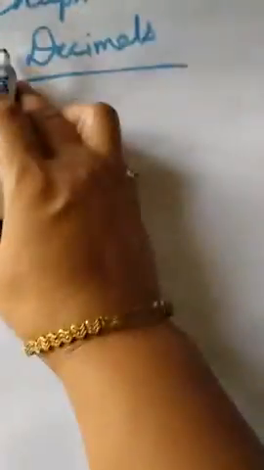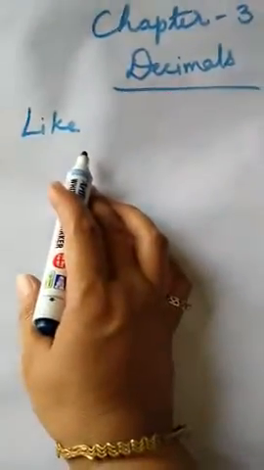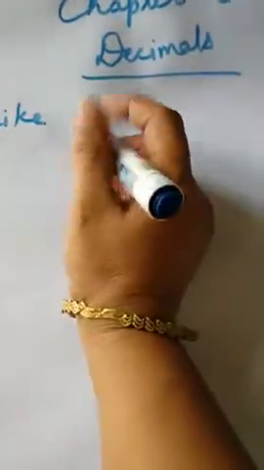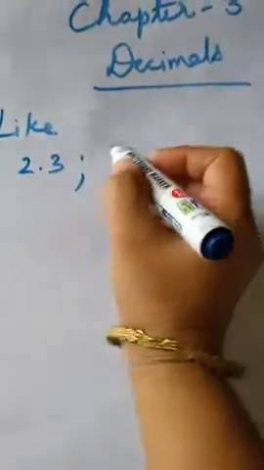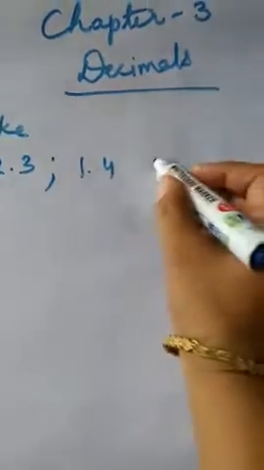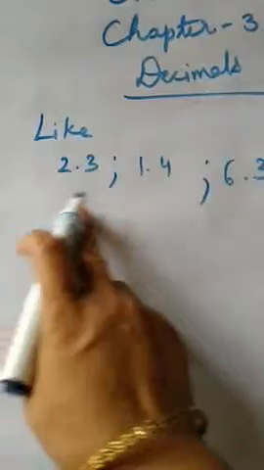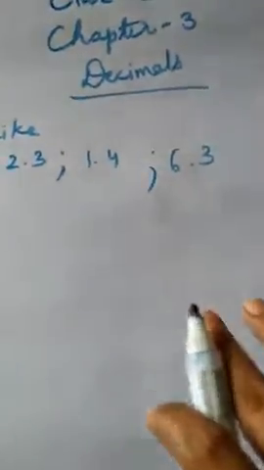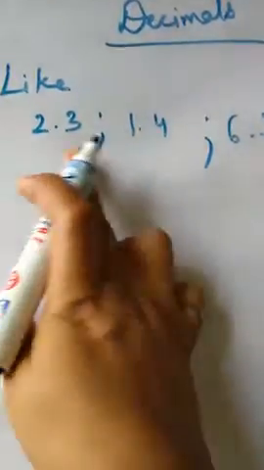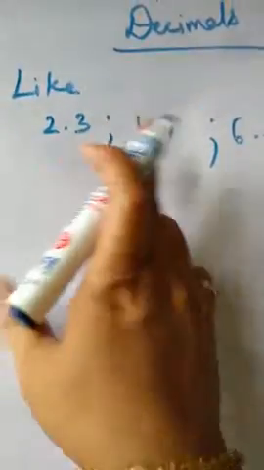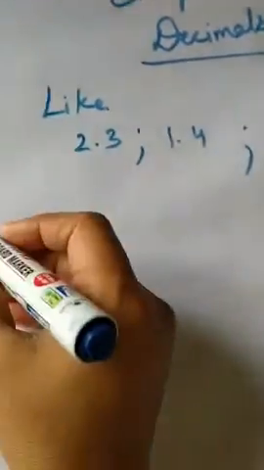Chapter 3, Decimals. The first type of decimal is like decimals. Like decimals are decimals which have the same number of decimal places, like 2.3, 1.4, 6.3. These all have the same number of decimal places. After the decimal, the number of digits is equal. In this there is one digit after the decimal, in this also one digit, and in this also one digit after the decimal. Second is unlike decimals.